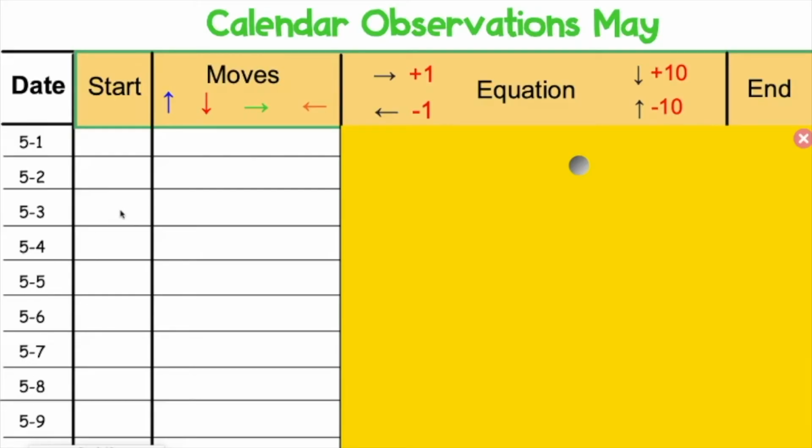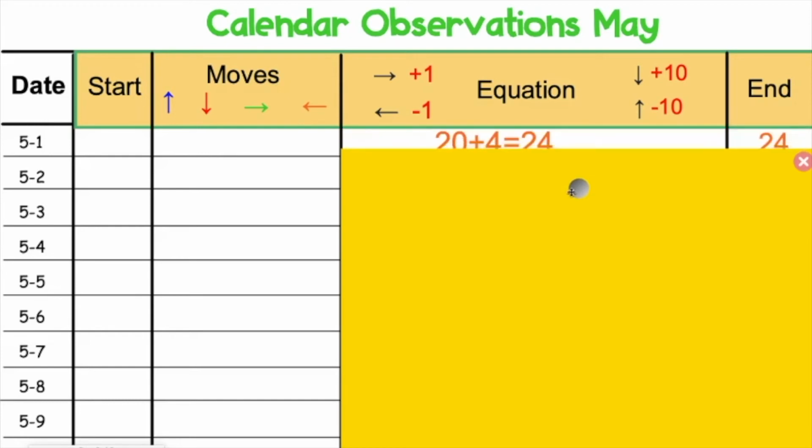So let's fill in our observation chart. So we are not starting on anything because we have just begun Tad's adventure, and we don't have any moves because Tad is starting at 24, but we do have an equation, and it told us in the calendar card it was 20 plus 4 equals 24, so we ended at 24. And I did this equation in orange to show you the calendar card was in orange.